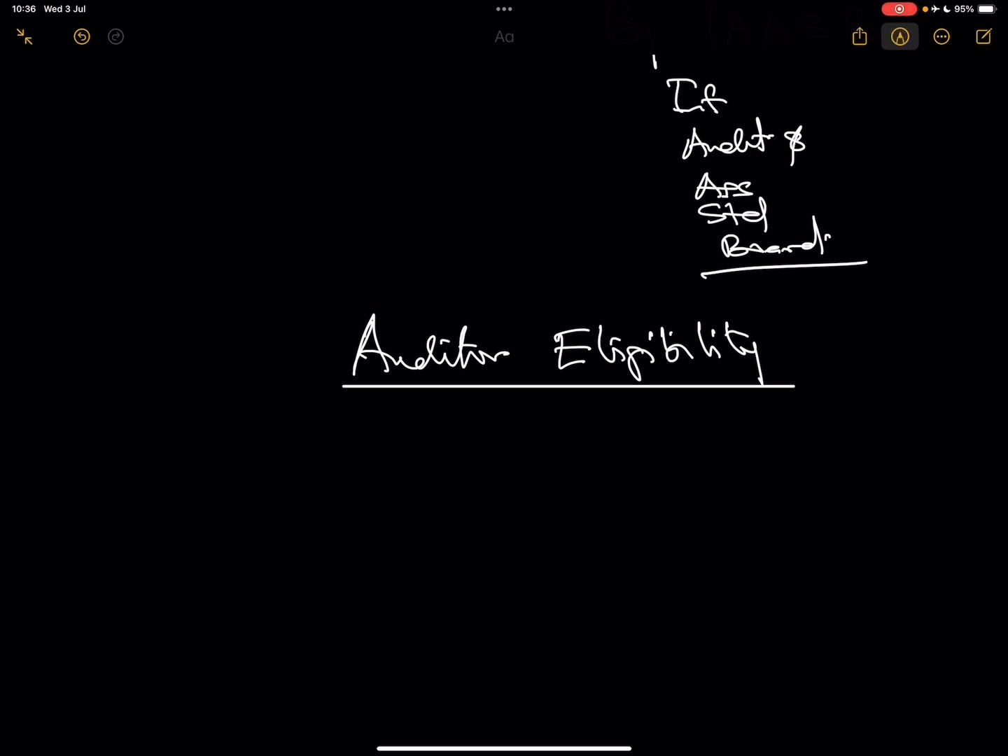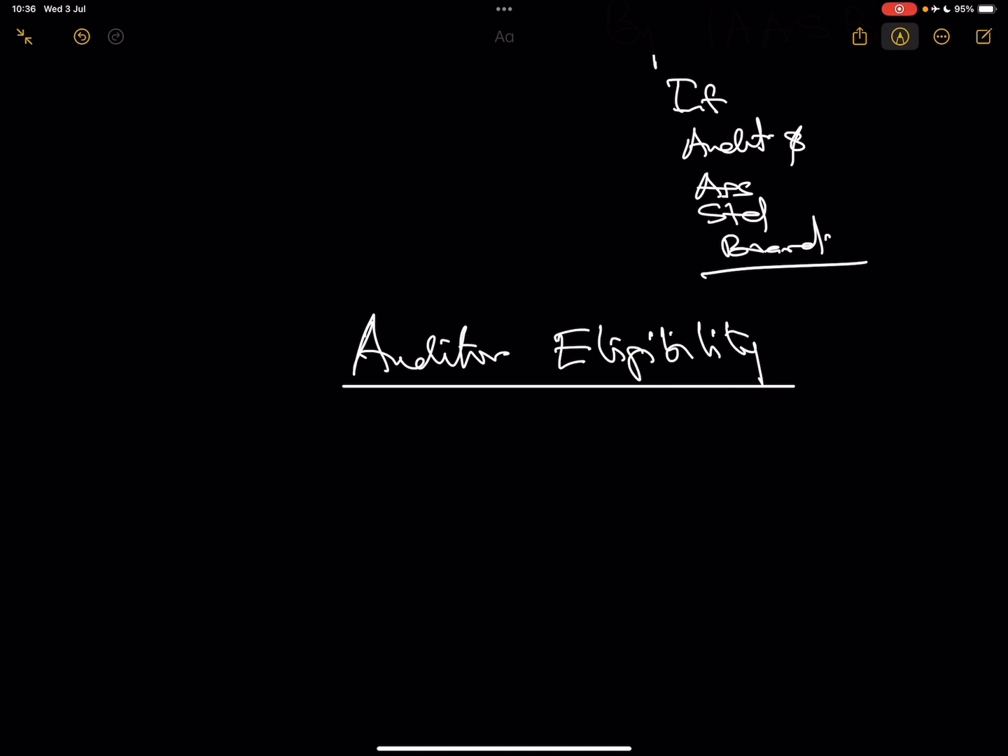Who is allowed to be an auditor? I cannot just sit down here and say I'm an auditor. Every person that wants to practice as an auditor must go through minimum qualifications. I must have some minimum qualifications and be registered under an approved body. To be allowed to perform an external audit, an individual must go through an approval process.